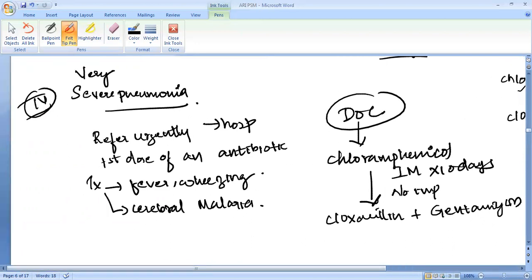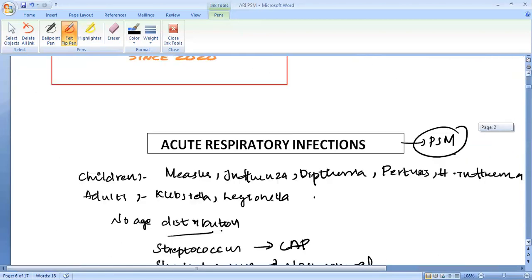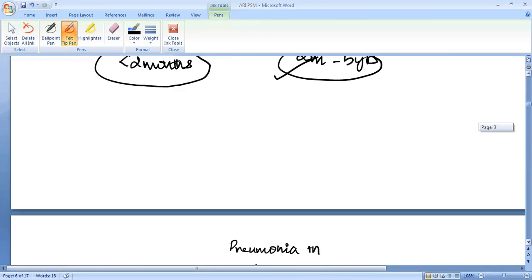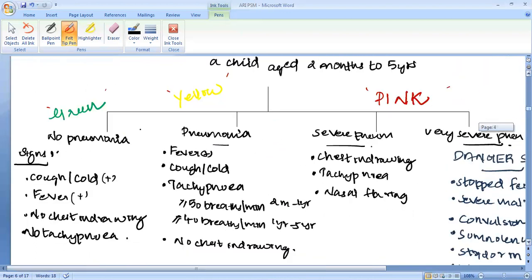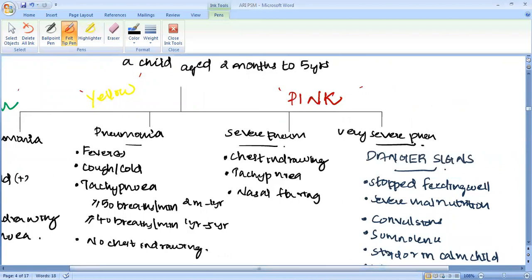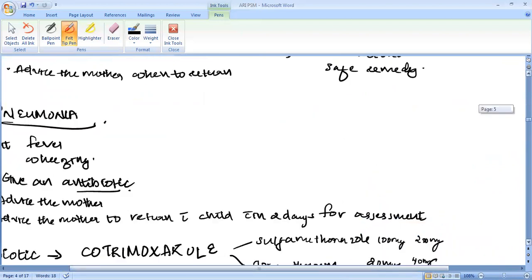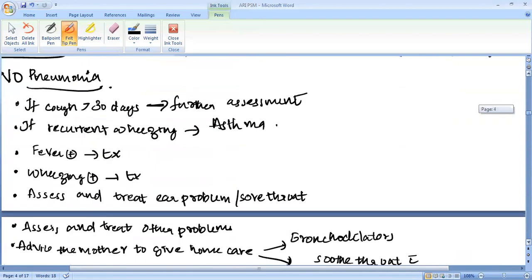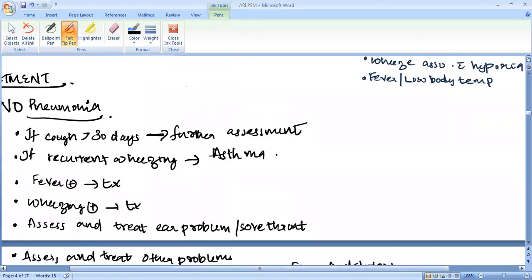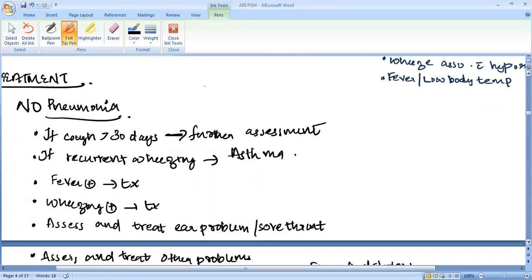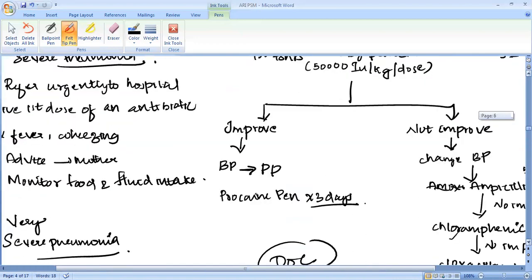So we have studied the signs of these different types of pneumonia. We have no pneumonia, pneumonia, severe pneumonia, or very severe pneumonia. In very severe pneumonia, we will be getting these danger signs. And now we have studied the treatment, how to treat each case of pneumonia.